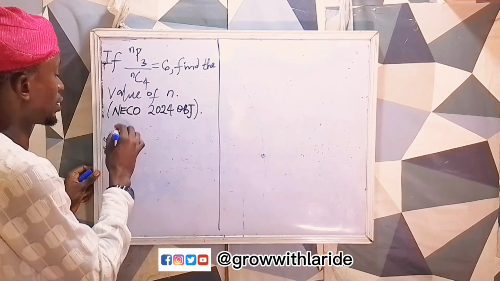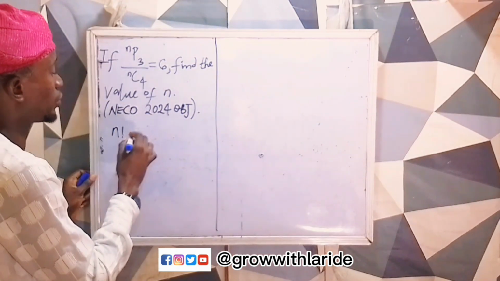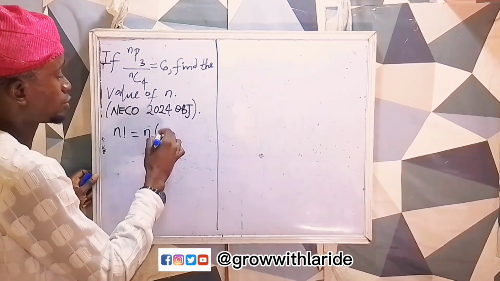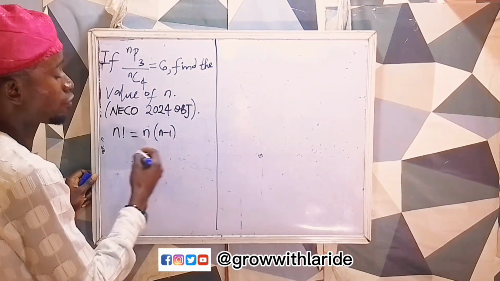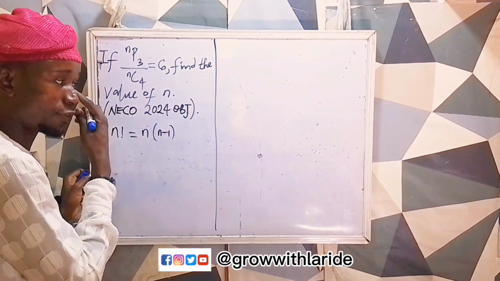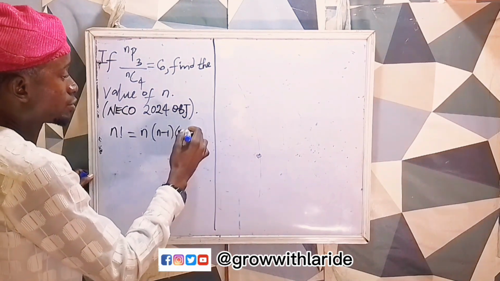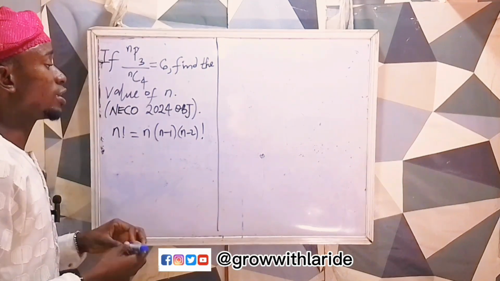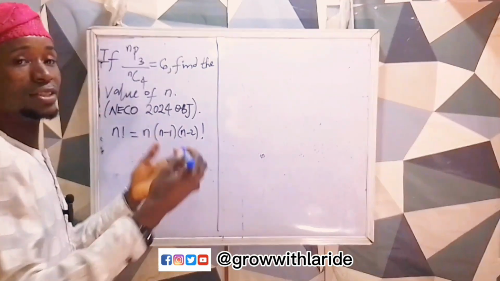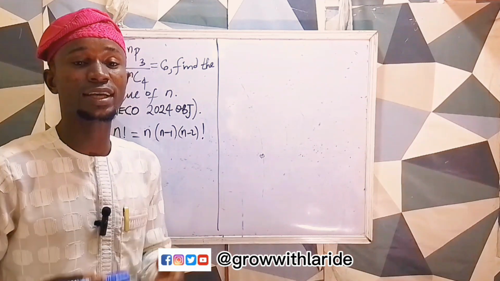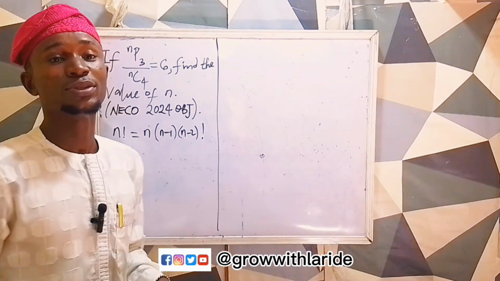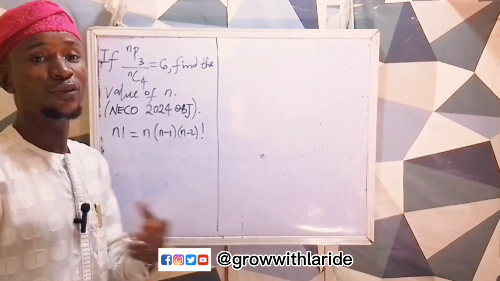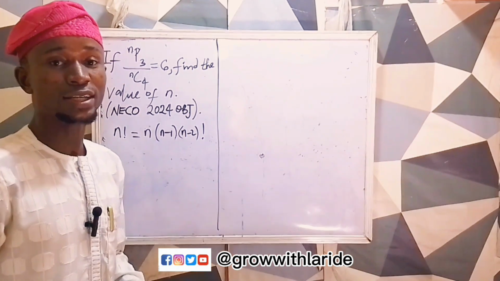So if I say n factorial, it is n into bracket n minus 1. We have to keep reducing the value of n. Also n minus 2. Let's stop here, then we can now add factorial. If we don't stop here, we can still continue by saying n minus 3, n minus 4, till we get to 0 factorial. And 0 factorial is 1.